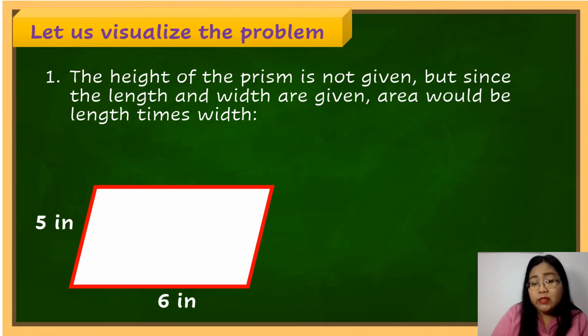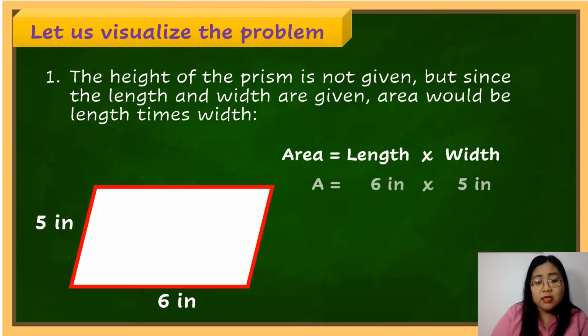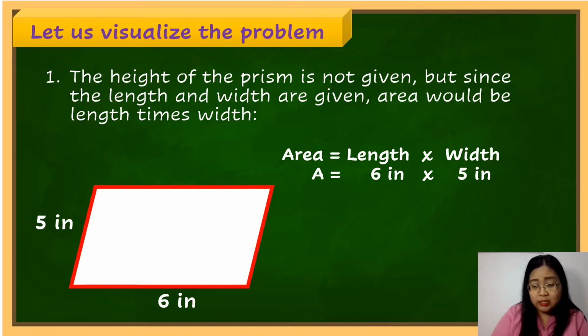First, the height of the prism is not given, but since the length and the width are given, area would be length times width. So, in here, area is equal to 6 inches length multiplied by 5 inches width, which is equal to 30 square inches.